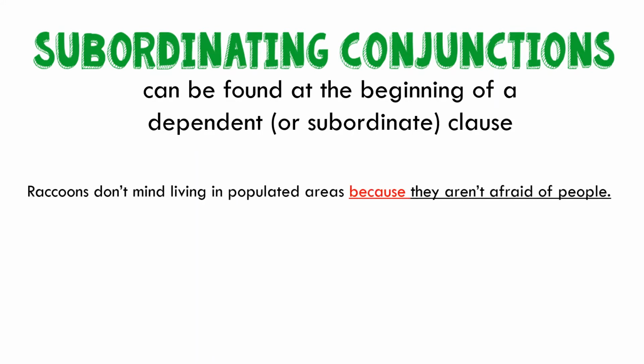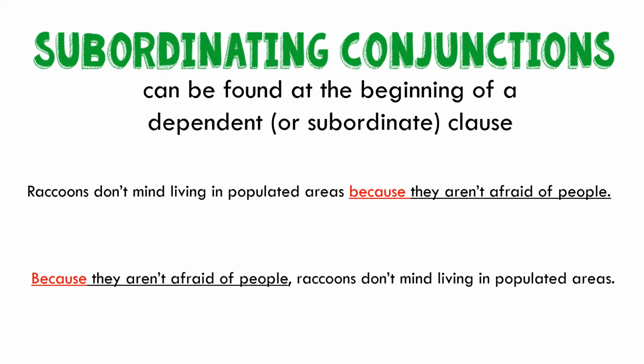We can either put the independent clause at the beginning, or we can put the dependent clause at the beginning. Either way, there has to be something in between them that joins them together. In the first sentence, the subordinating conjunction because joins the two clauses together. Raccoons don't mind living in populated areas because they aren't afraid of people. In the second sentence, because is at the beginning, so we use a comma to join the two clauses together. Because they aren't afraid of people, raccoons don't mind living in populated areas.